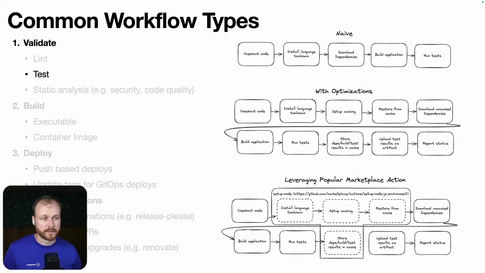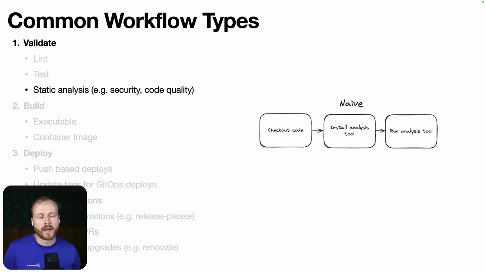Again, we could implement all this ourselves, or we can leverage public marketplace actions to do a lot of this for us. For example, the official setup-node action is going to handle installing the language toolchain, as well as setting up and storing our dependencies from the cache. Now, for the remainder of these workflows, I'm not going to show the optimization for each one. I'll leave that as an exercise for the viewer. However, I'll talk through what I would think is a baseline naive implementation that then you can think about how to extend and improve upon moving forward.